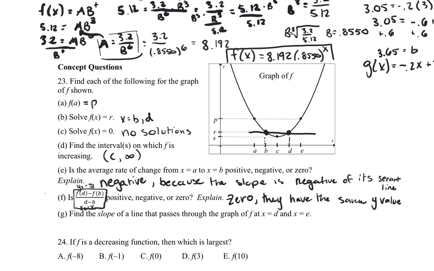Alright, part G, find the slope of the line that passes through D and E. So I'm going to go to my graph. Here we're finding the slope, so we're going to use our equation, the change in y over the change in x is equal to the slope. And so we know that our change in y is E minus D. So we need our y values for E and D.